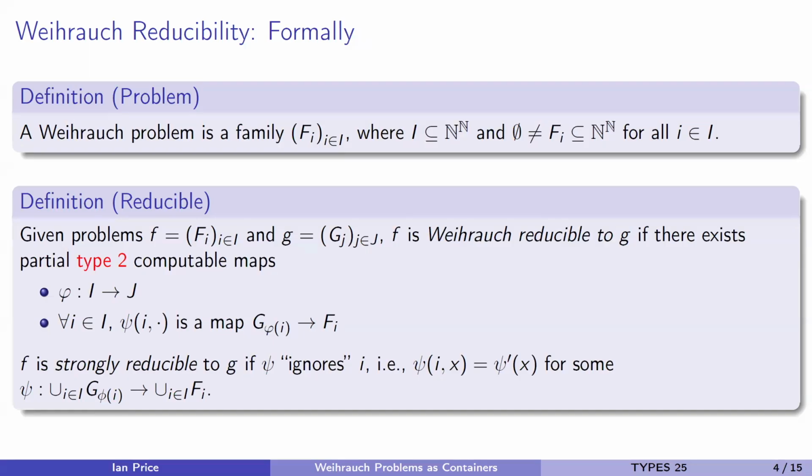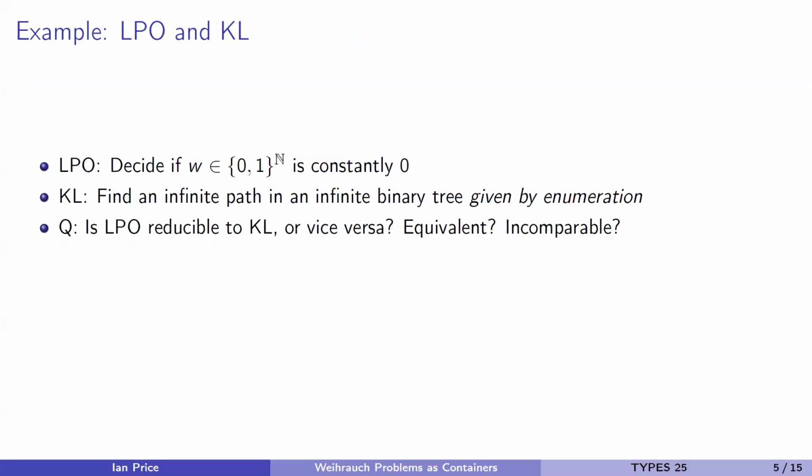To test our understanding and to talk about some non-computable stuff, here are two examples of non-computable problems. The limited principle of omniscience, LPO, is: decide whether or not an infinite binary sequence is the zero sequence. And Koenig's lemma is: if I give you a finitely branching infinite tree, find me an infinite path in it. And this is an equivalent statement, the weasel words here being given by enumeration. If you know, you know. If you don't, don't worry about it.